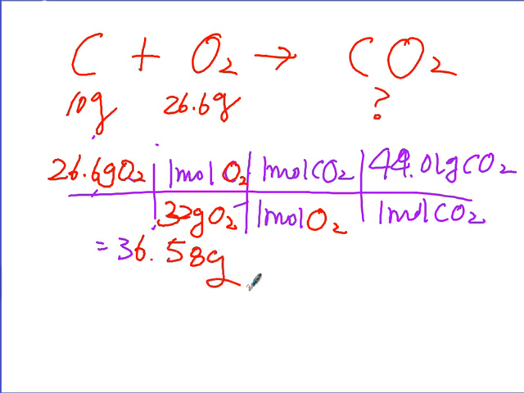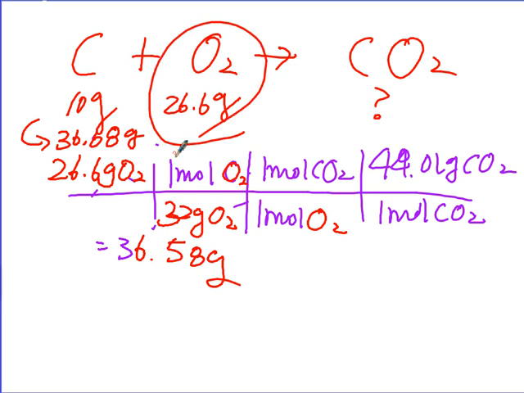36.58 grams. This gave you what initially? 6.8 grams. So which one is the limiting reactant? O2. So O2 is the limiting reactant. Therefore, your theoretical yield is going to be 36.58 grams.